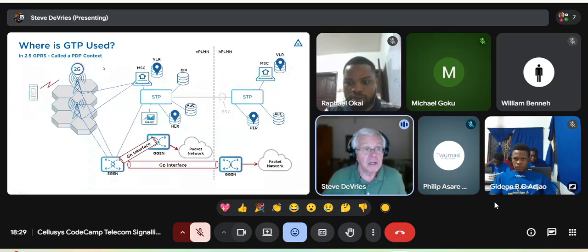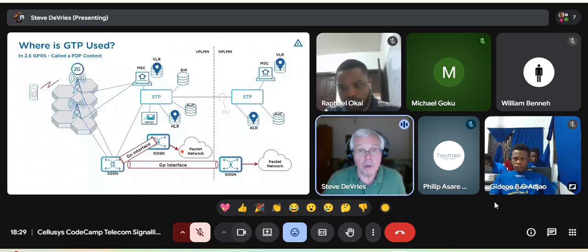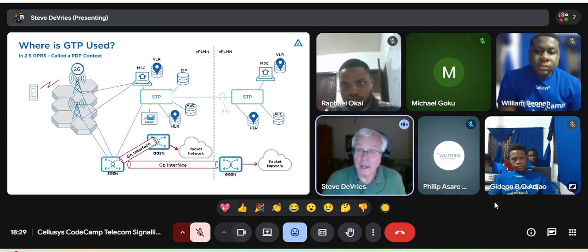Now, I'm going to go up a couple slides again. GTP first appeared in 2.5G networks. It was the tunneling packet between the serving GPRS support node and the gateway GPRS support node to access the packet network. So when you used your mobile phone back in 2.5G, you could either use it for circuit services, like voice, or you could use it for packet services. Now this was slow packet though. This wasn't high-speed packet. This was very slow, maybe downloading an email or a document.